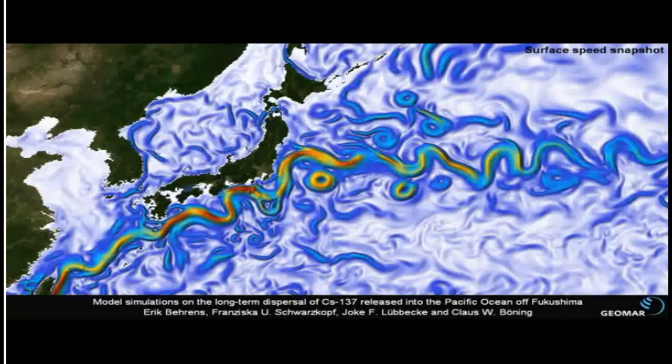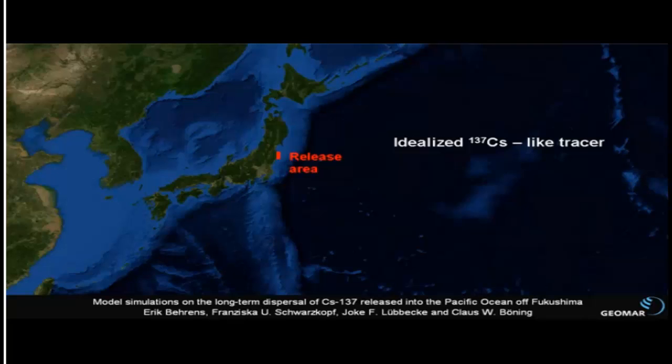The model simulates the ocean currents with very high resolution. It thus captures much of the intense eddying flows along the Kuroshio. To simulate the dispersal of the contaminated water by the ocean currents, we use an idealized tracer behaving like a dye with a half-life of 30 years, which we injected into the coastal waters of Fukushima.